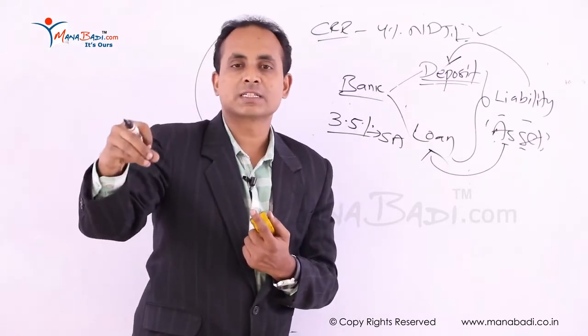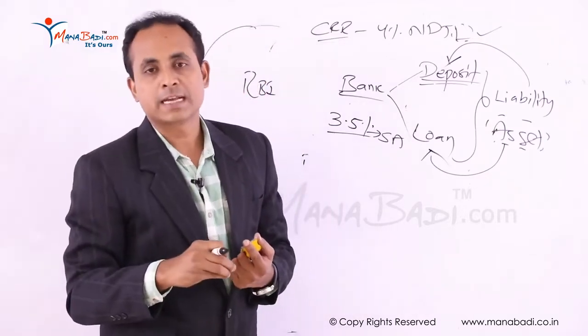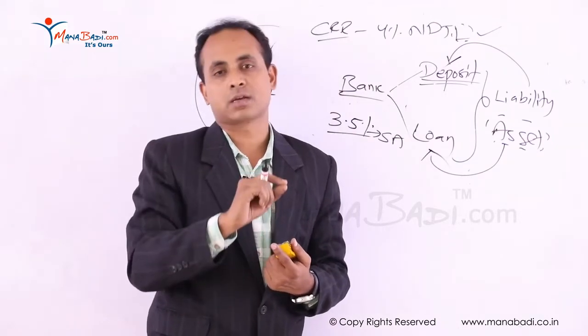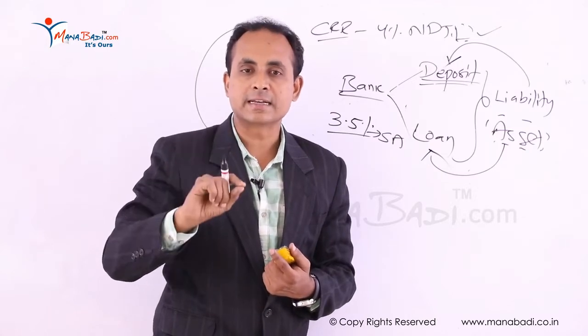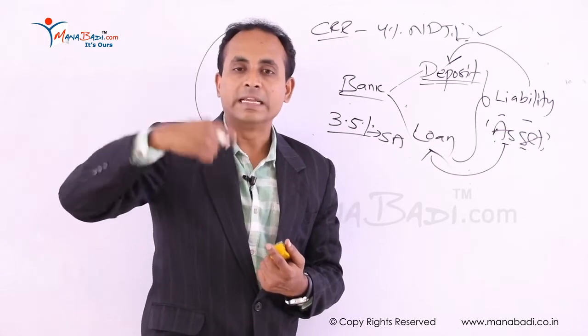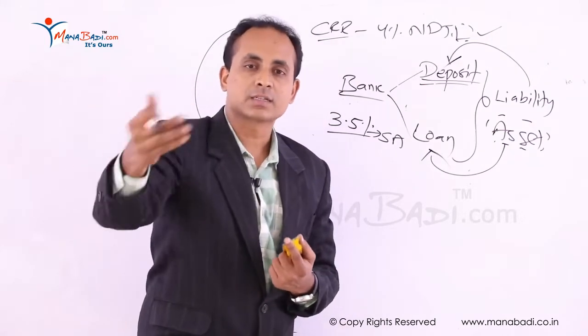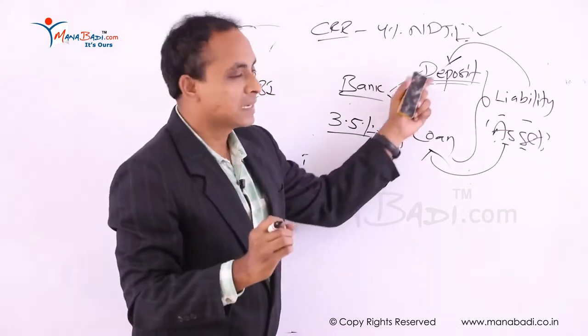Okay, first you understand, say SBI is receiving deposits from 100 people. Each one deposited 1 lakh in their savings account. Right now SBI is offering 3.5% rate of interest on savings account. Clear? So it means that SBI is returning the deposited money to the depositors along with the rate of interest. So the bank is losing money here.